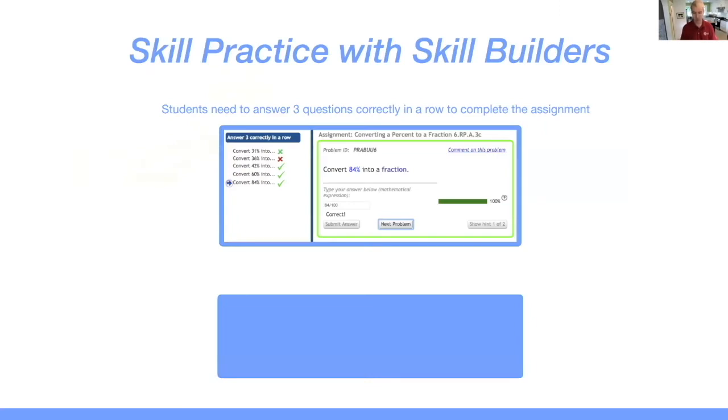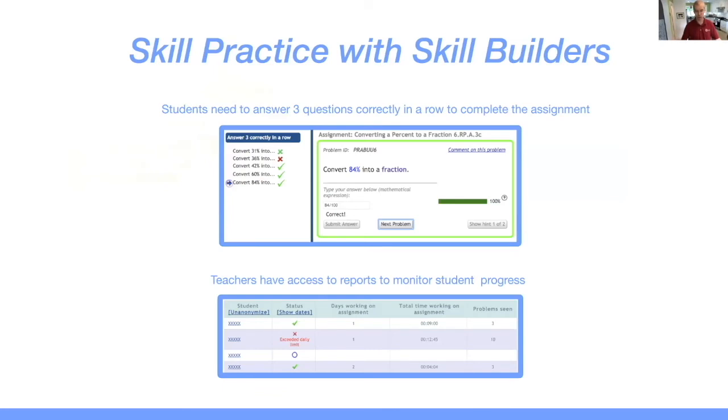A bunch of the teachers, I think 60% of them, also gave out skill builders. These are the things I mentioned where you have to keep getting stuff right until you get three right in a row. This is the traditional sort of repetitive math work that you expect math programs to do.